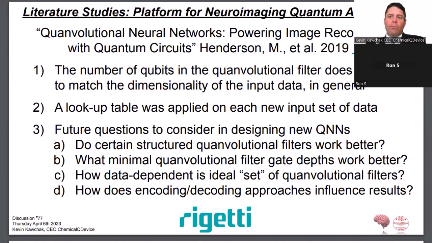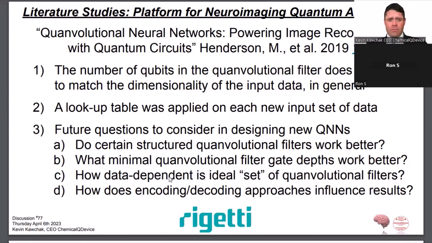So you can have bigger circuits, like your circuit designs, and you can adjust them a little bit. It's a little bit flexible. They did say a lookup table in their specific one was applied on each new input set of data, as opposed to running everything through the quantum circuit again and again. Future questions to consider: do certain structured convolutional filters work better? And what minimal convolutional filter gate depths work better?